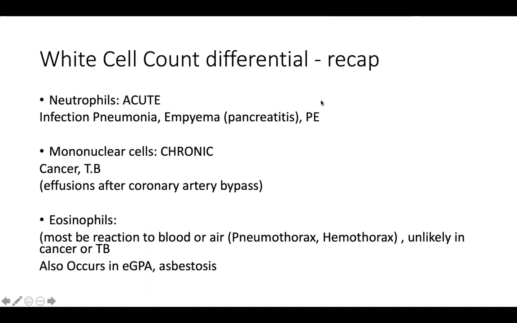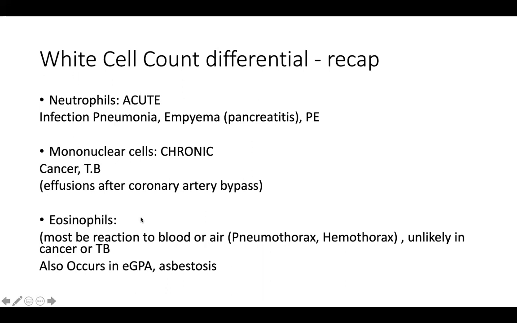Okay, so white cell differential, I said that you can ask for that from what you send. And this is going back to your general principles, which I hope are getting very, very familiar for everyone. So if we see neutrophils, we're thinking acute things: infection, pneumonia, empyema, sometimes PE. If we're seeing mononuclear cells or lymphocytes, we're thinking chronic: cancer, TB. You can also get it after coronary artery bypass, but also if anything's been going on for long enough, you'll probably see some of these cells as well.